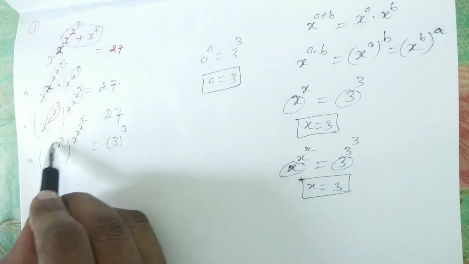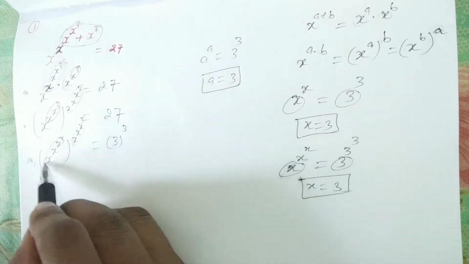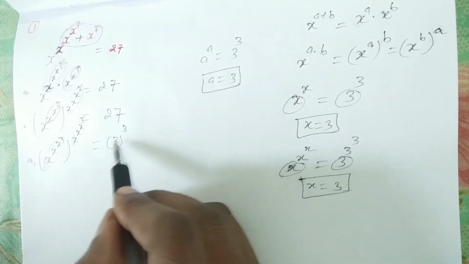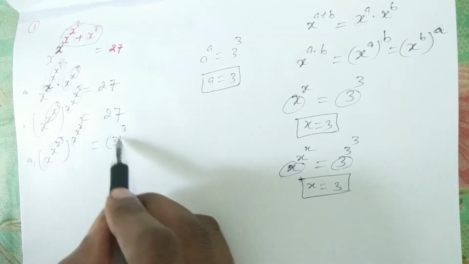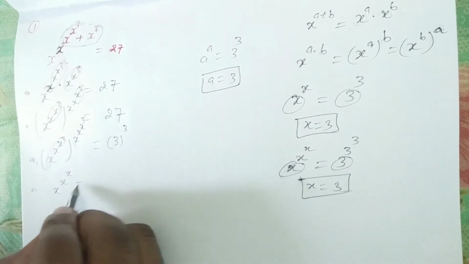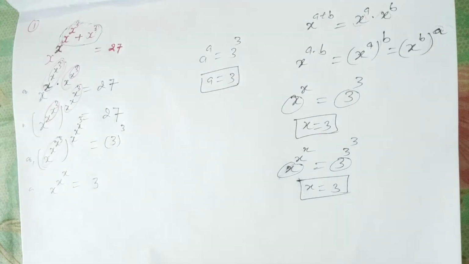So in the same way I have let it as a, then this also becomes a, because this and this are the same base and same power. Here also we have the same base and power. So this a is equal to 3. So it means we can have here x raised to power x is equal to 3. So we got this much.